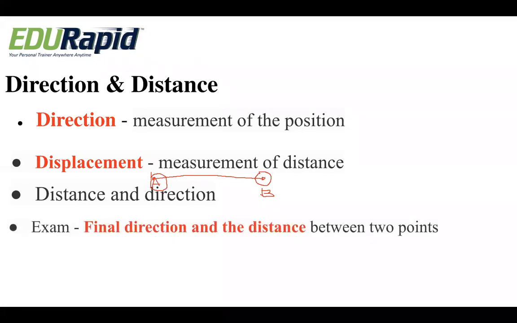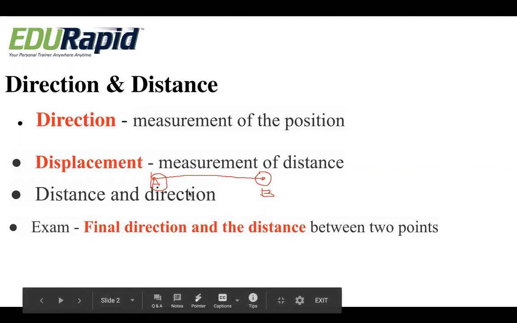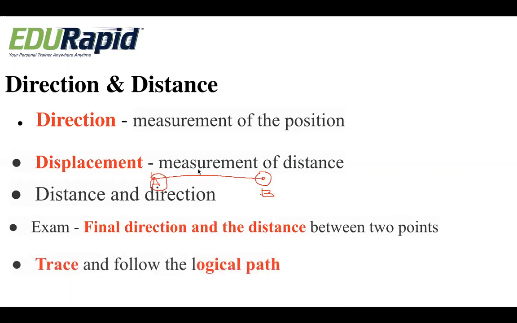As I told before, in exams, final direction and the distance is asked. For example, they will give a series of directions, and you are required to figure out the final direction and the final distance between the 2 points. So how do you do it? It is very easy. You do it by tracing the path, and you need to follow the path as well as the sense of direction. We will go over those concepts in the next slides.